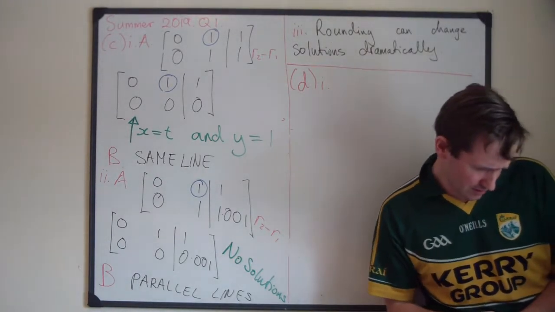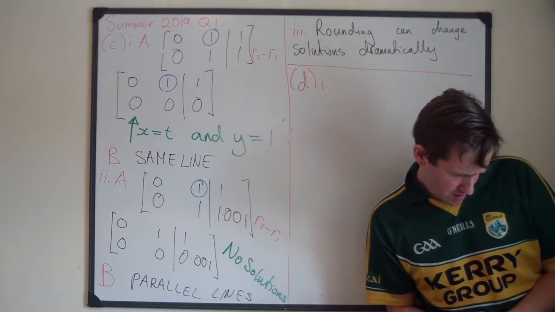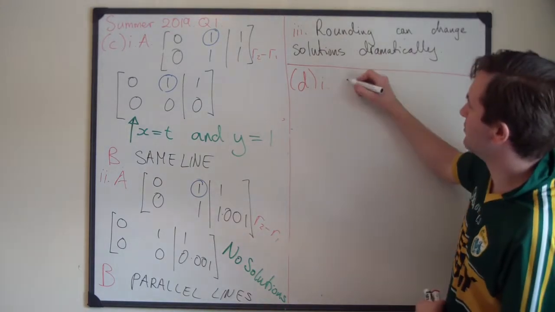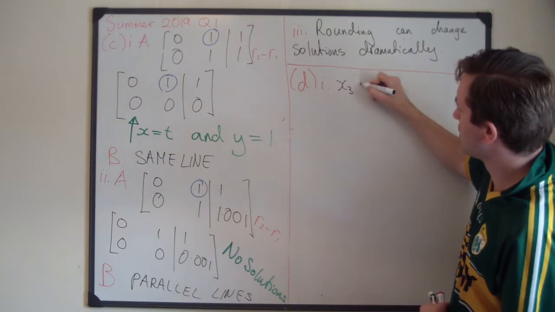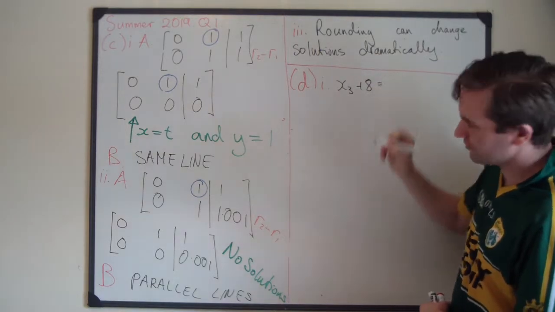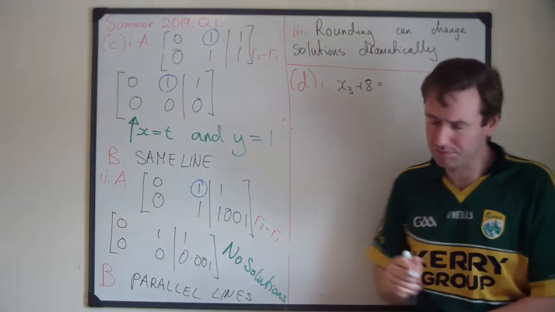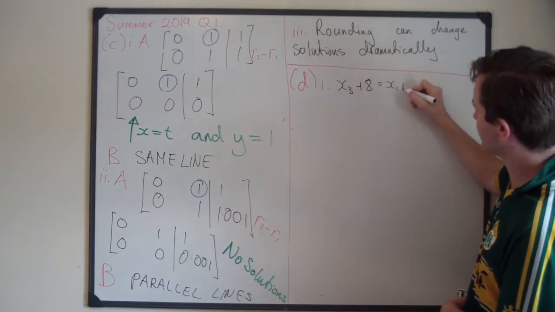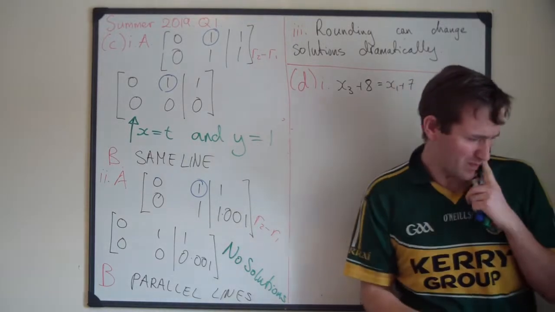The flow into that is x3 plus 8. That's the flow in, equals the flow out of that, I see x1 plus 7. Okay.